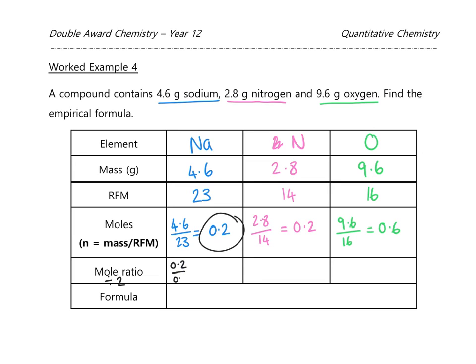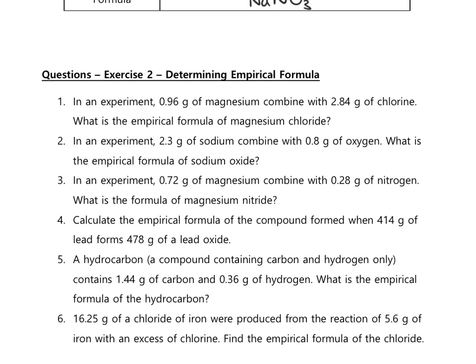So that's 0.2 over 0.2, which is 1. We've got 0.2 over 0.2 for nitrogen, which is 1. And then for oxygen, we've got 0.6 divided by 0.2, which gives us 3. So the ratio of my elements for sodium to nitrogen to oxygen is 1 to 1 to 3. So that gives us an empirical formula of Na, 1 essentially, N, and then O3.